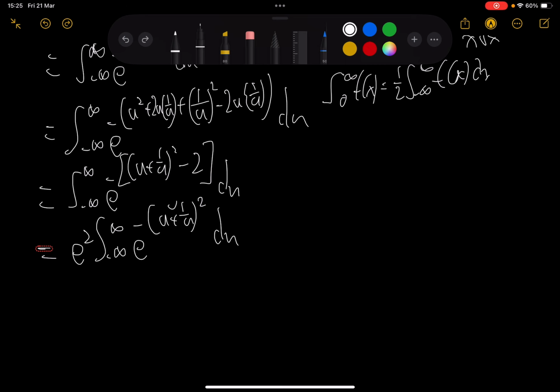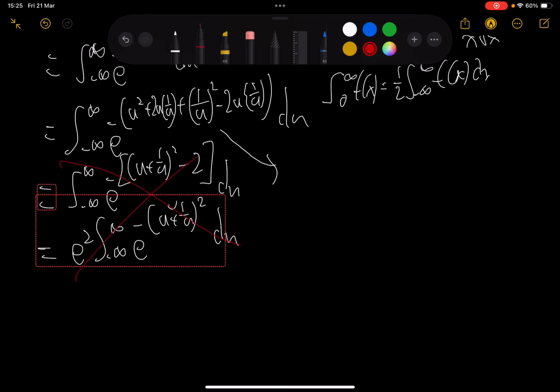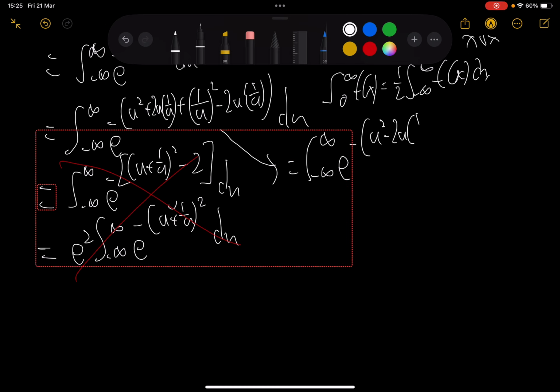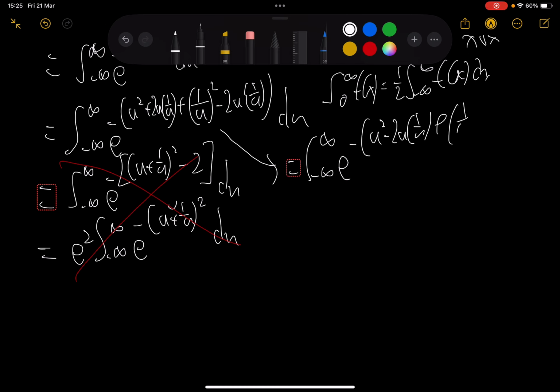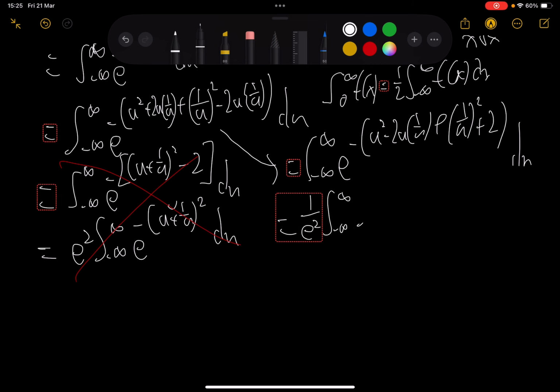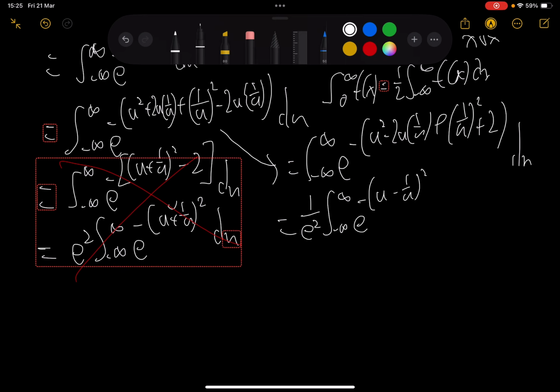So let me just do it here. We should use the negative side here because we are going to use the identity. If we use the negative side here, there should be a positive side, so this is positive 2. And then take e power of negative 2 outside, so this is 1/e squared. Then e power of negative u minus 1/u squared, like that.